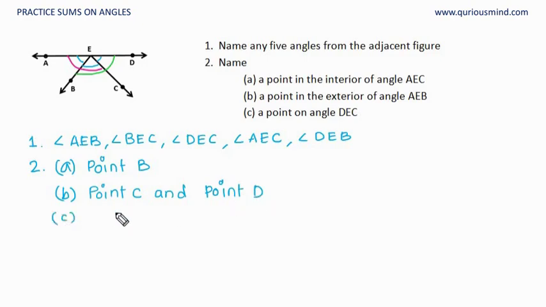And the last one is a point on angle DEC. DEC, point on this angle. On this angle, all these points D, E and C, all of them are on the angle. So what we can write is point D, E and C, they are all on the angle.